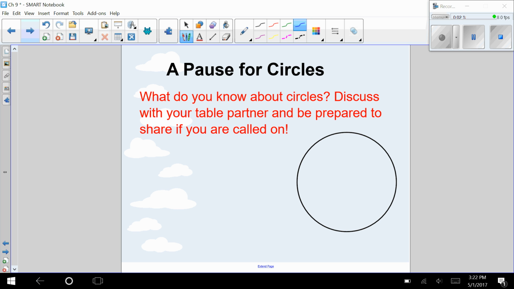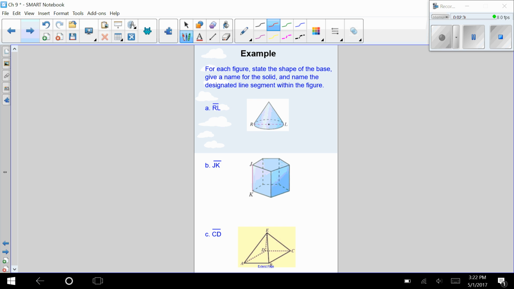So remember circles. From the center to the edge is the radius. And all the way across is the diameter. The radius is half of the diameter. Remember that. So we're going to state the shape of the base, give a name, and name the segment. So this figure for letter A, the base is a circle. Its name is a cone. And line RL is the diameter of the base.